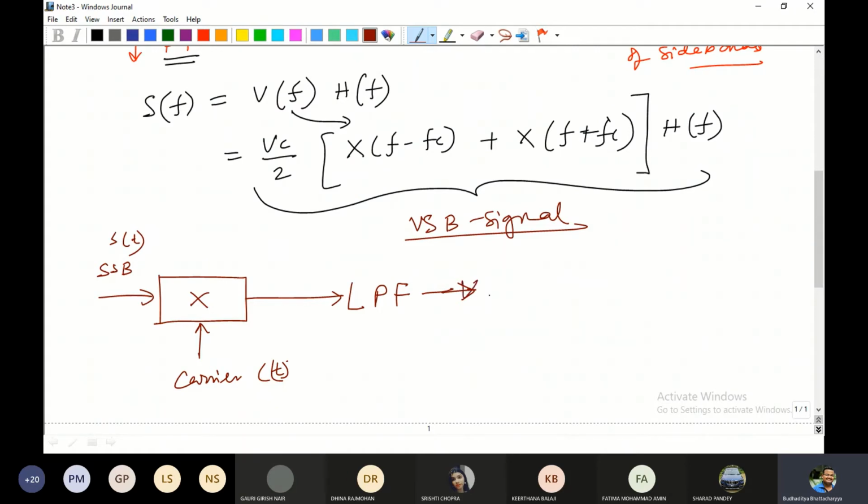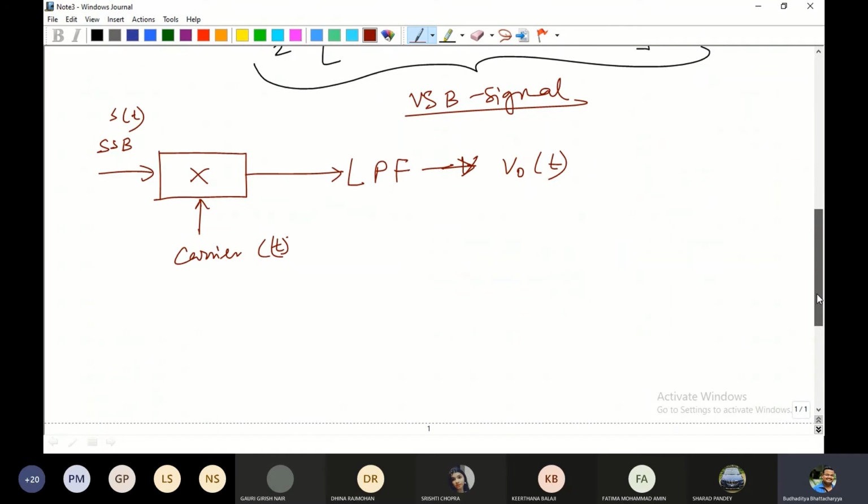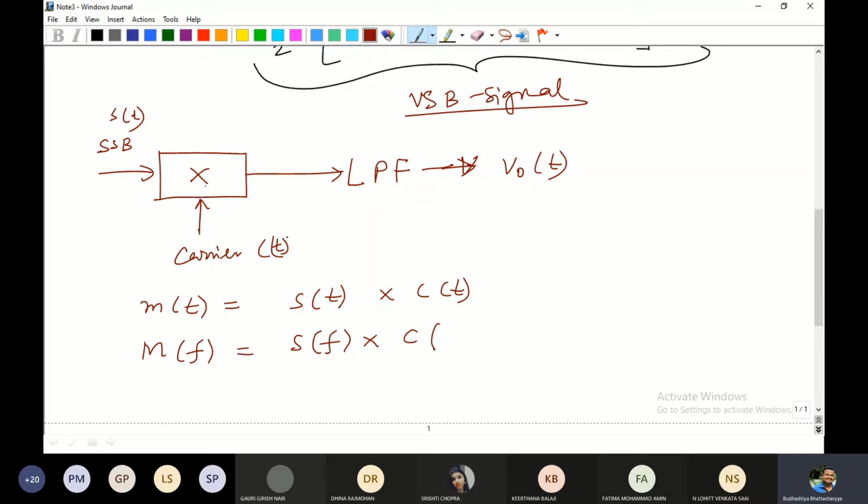So the output V0(t) will be nothing but some form of x(t) that will come in. If I happen to do this once again, let me try to do that. So m(t): remember that we have to calculate in the frequency domain, particularly for VSB, because it's easier for us to do. So s(t) multiplied by c(t). This is basically done by the product modulator. Now if I convert this into the frequency domain, this will be M(f) equal to S(f) multiplied by C(f).